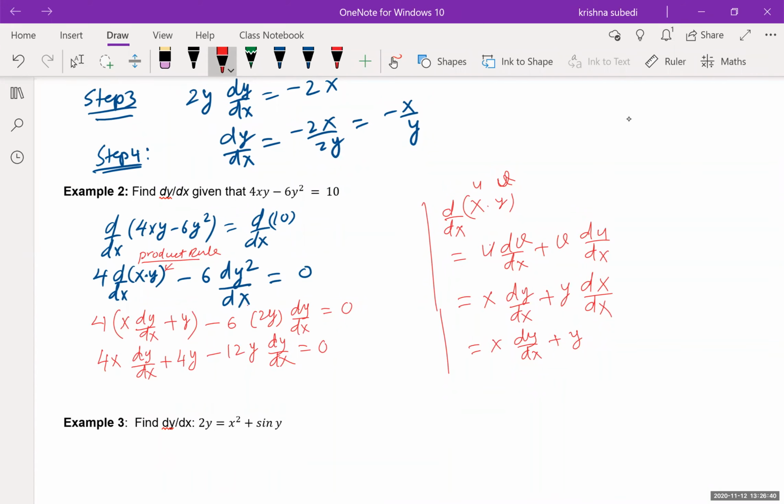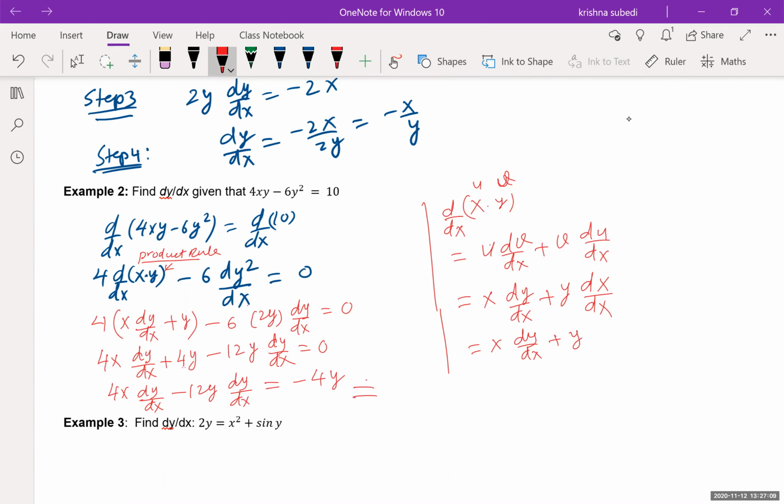All right, so now step 3 is just write all the terms with dy over dx on one side and the remaining to the other side. So you're going to get 4x dy over dx minus 12y dy over dx, and then subtract 4y from both sides, so this 4y will go to the other side. That's what you're going to get.